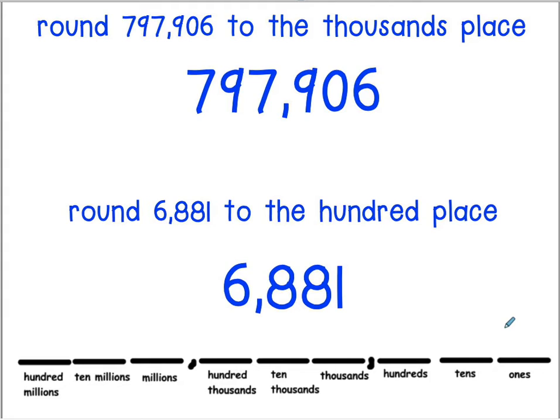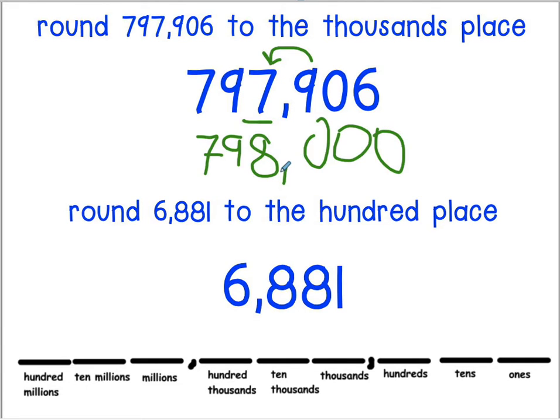Now we have round 797,906 to the thousands place. And this 7 is in our thousands place. And our 9 tells him what to do. Our 9 says get bigger. So we're going to turn our 7 into an 8. Everything to the left stays the same. And everything to the right zeros your name.